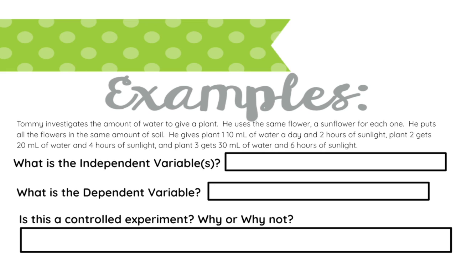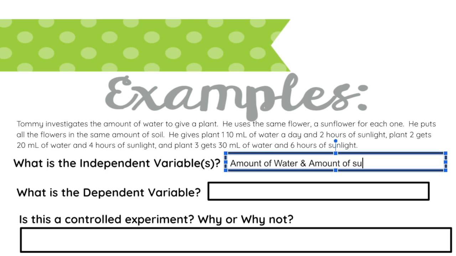So let's look at the scenario. What is Tommy changing on purpose? Think now, and I'll give you the answer in a second. Hopefully you got the answer of the amount of water. So water is definitely one independent variable. The other independent variable is the amount of sunlight. So there are 2 independent variables.